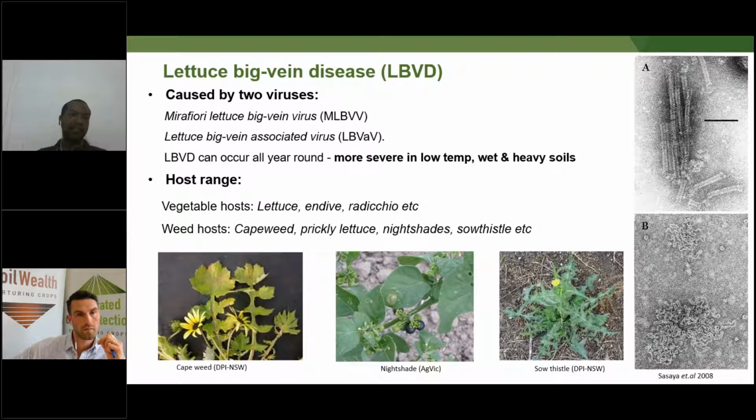The lettuce big vein disease can occur all year round, and it's more prevalent during low temperature where it's wet and in heavy soils. Its host range is mainly the lettuce family, that's the lettuce, endives, and radicchio. But it's also found in other weeds similar to other viruses. That's in capeweed, you can find it in prickly lettuce, in nightshades, and we found it also in sow thistles a lot.